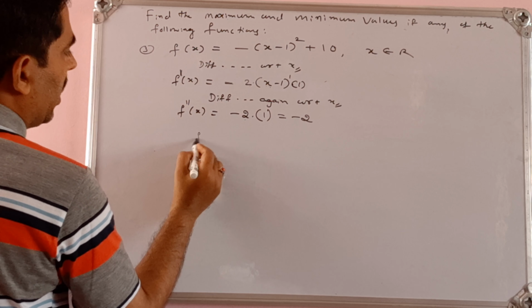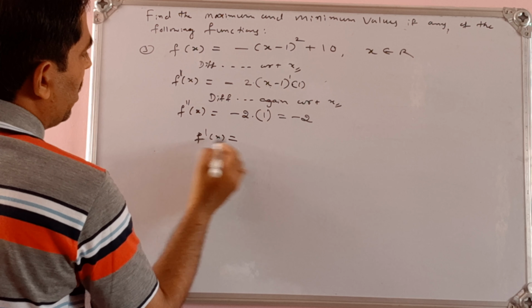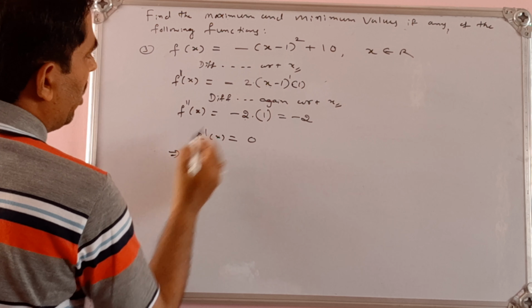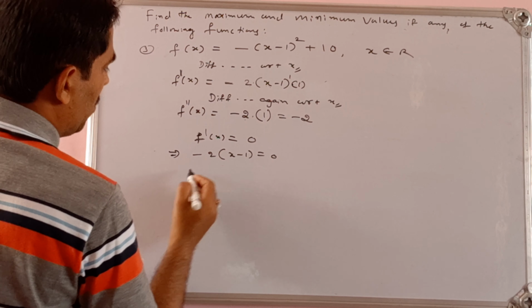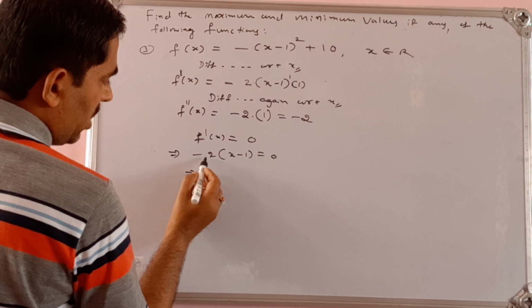Now to get the critical points, we equate the first order derivative to 0. What is the first order derivative? This is minus 2 into x minus 1 is equal to 0. This cannot be, so see, this is not possible.